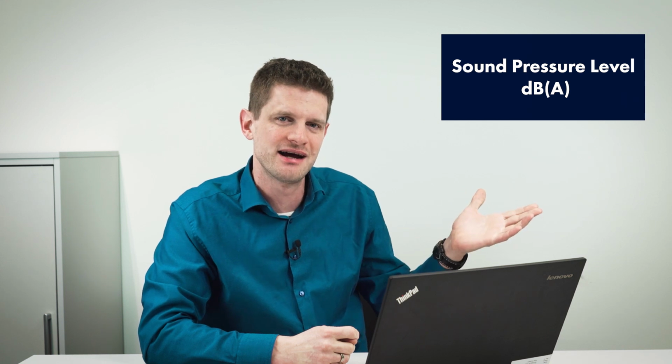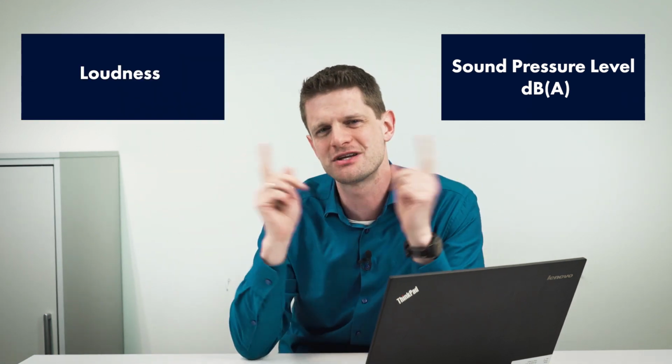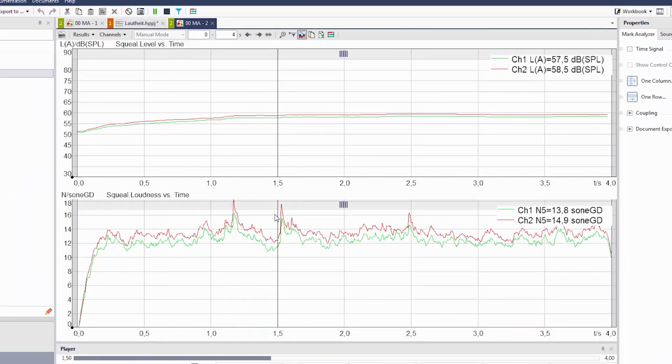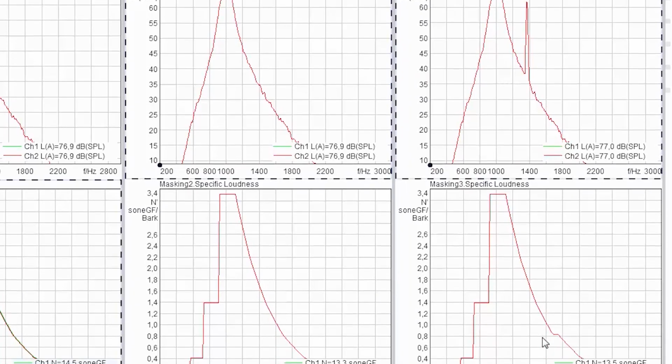If I want to compare two different noises with the question which one is louder and how much louder is it, what analysis should I use? The classic sound pressure level in dBA, or do I directly use the loudness? What actually is the difference between these two analyses? I give examples for frequency resolution, time response, the scaling and the masking effects. And then you will know which analysis works best for your applications. So stay tuned.